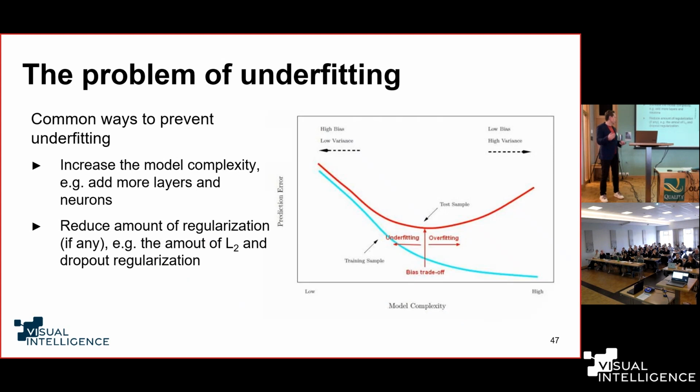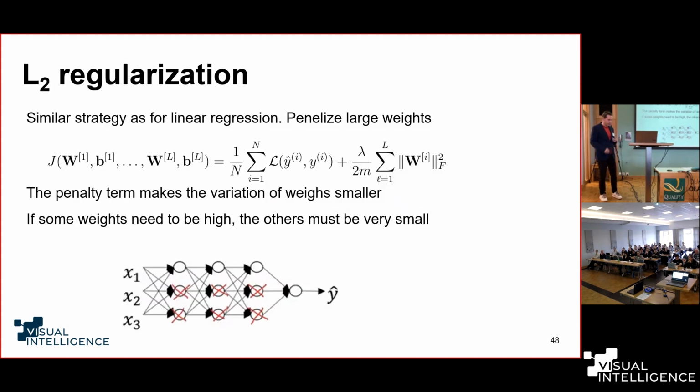Underfitting is the opposite. We are on this side, we haven't trained it long enough, or it's not big enough. That is an easier thing, because what you do is just add more layers of neurons in the network, and at one point you will have so much that it starts to overfit. You could also reduce the amount of regularization if you have that included. Okay, I mentioned regularization a few times.